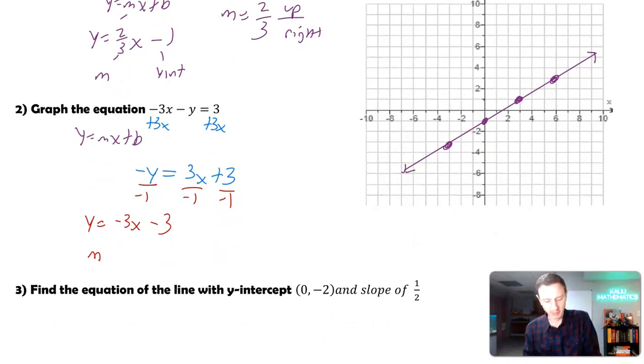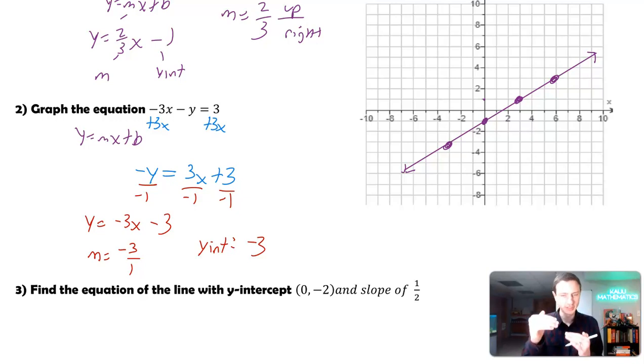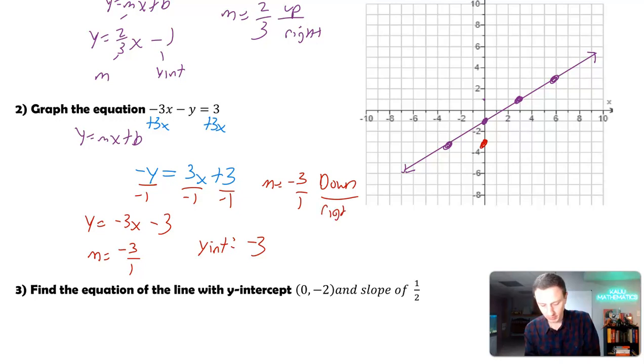Let's identify the key components here. So the slope is -3 over 1, and the y-intercept is also -3. I'm going to use the same graph here. So we have a negative slope, which is going to change the look of this graph. Negative slope is going to be down and to the right. So y-intercept is -3. Put a point at -3. My slope is -3 over 1. So now since the negative is on the top, we want to go down 3, and we want to go right 1. So from my y-intercept of -3, I'm going to go down 3 to the right 1.